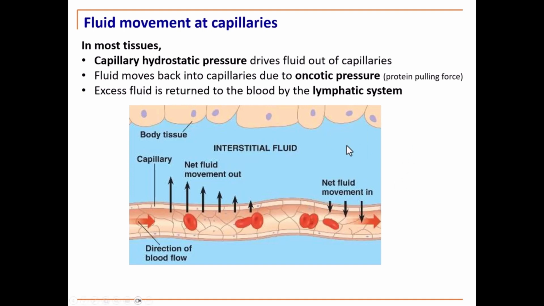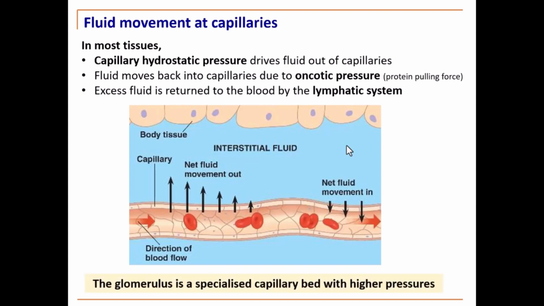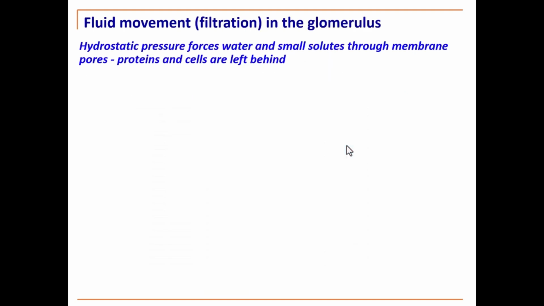And in our regular capillaries, excess fluid, about 10%, that doesn't move back through that oncotic pressure, that protein pulling force, goes via the lymphatic system. So that's in essence what is happening. And like I said, we've got the same process in a lot of ways happening at the capillaries in the glomerulus, except it is far more complex, there are more layers and processes involved. And that's part of the reason for that, it has much higher pressures.